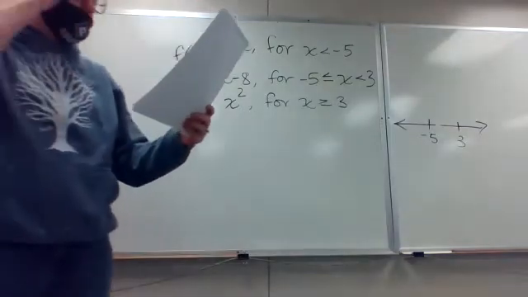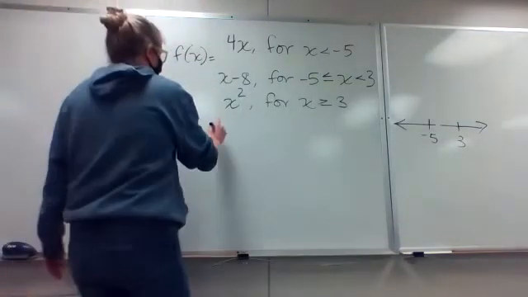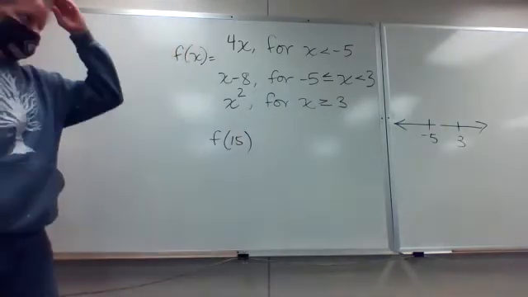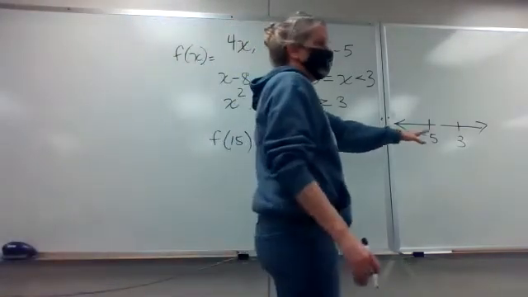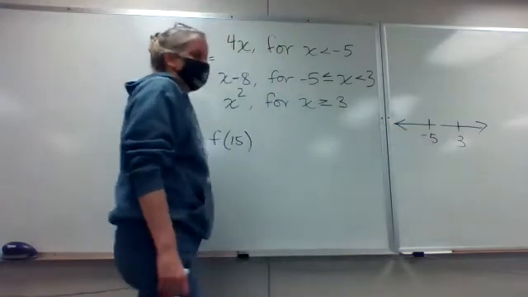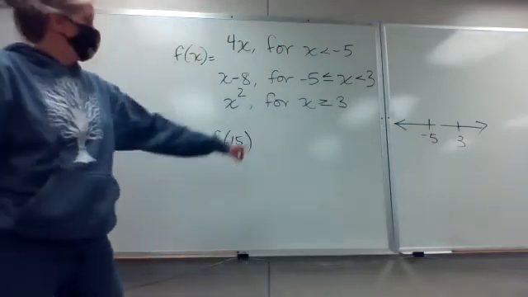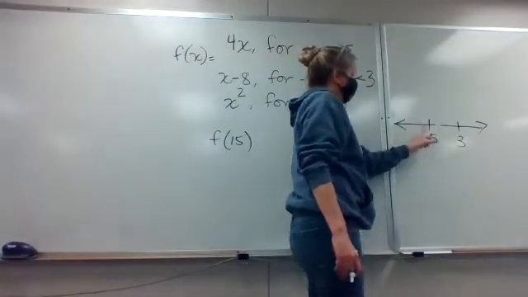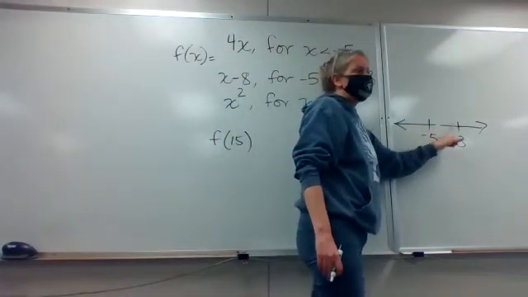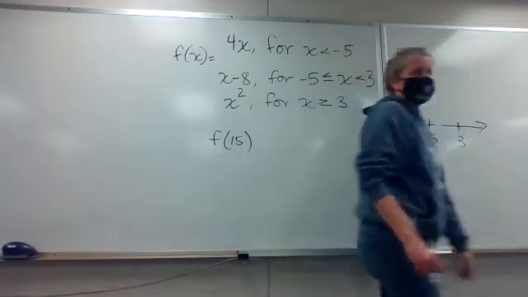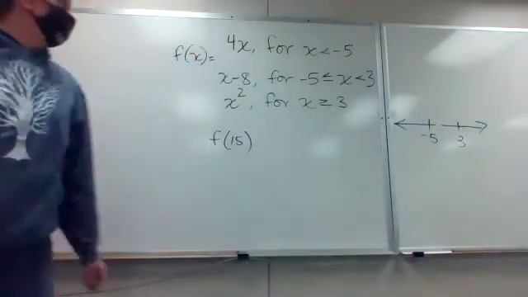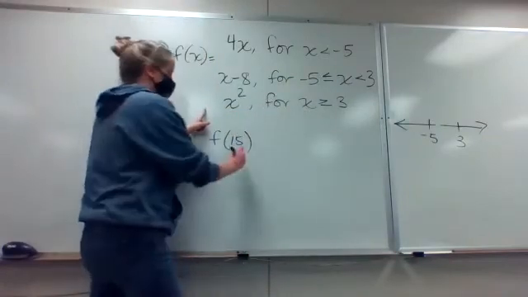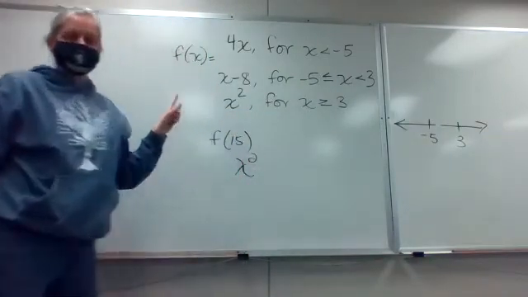It wants to know what piece f of 15 would be in. What part of this would 15 be in? Is it less than -5, which means is it over here? Is it between -5 and 3, or is it above 3? It's above 3, right? 15 is greater than 3, which puts it in the x squared piece.